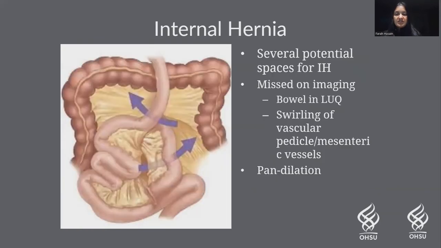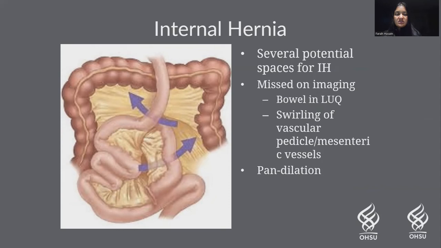Internal hernias, there are several potential spaces for internal hernias that can be missed on imaging. Bowel in the left upper quadrant can often be a sign for this, and swirling of the vascular pedicle or mesenteric vessels. Oftentimes with internal hernia, you'll have a pan dilation of your small intestinal luminal diameter, and so watch for that as well. These are two of the most common places shown in the image.